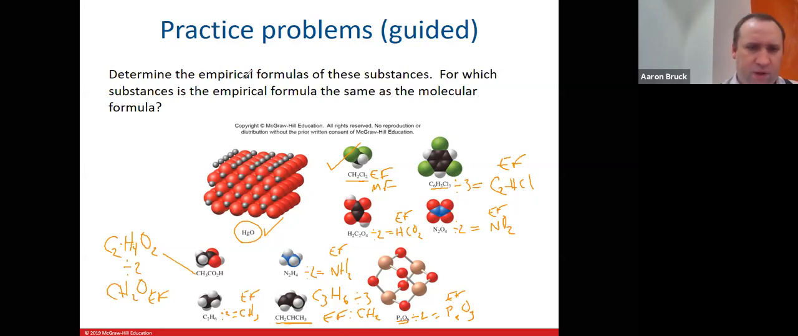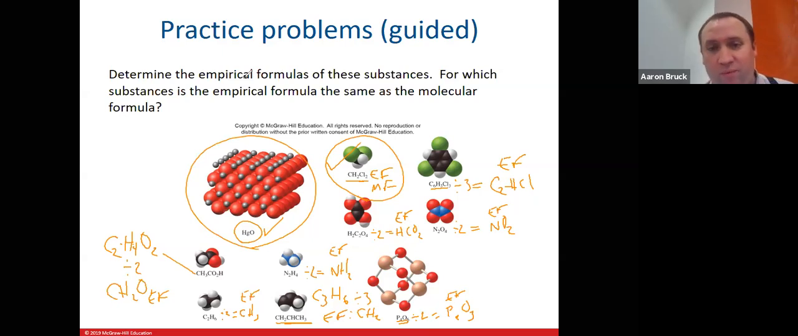So all told, there were only 2 on this page that actually had the same empirical and molecular formulas. And one of them, mercuric oxide, really doesn't count because it's an ionic compound in the first place. So CH2Cl2 is really the only one that behaves that way. Everything else on this page, and again, this is the case for most organics, so a lot of these carbon-containing compounds have this kind of empirical property to them.